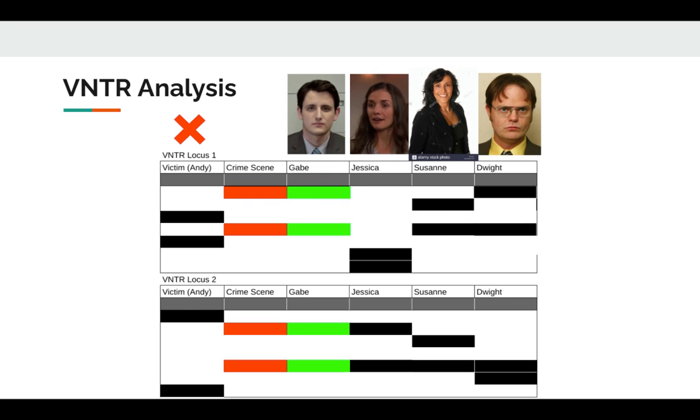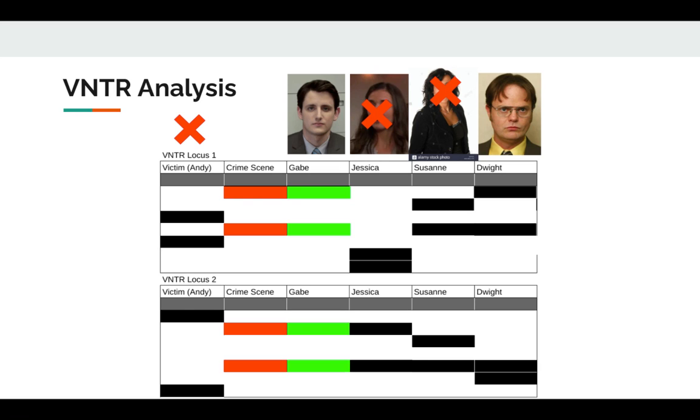For Jessica, in locus 1, none of her alleles match up with the crime scene, so she can be reasonably discounted from the process. Notice that in locus 2, her alleles do match up with the crime scene DNA, but because her alleles do not match in locus 1, she is still not considered.